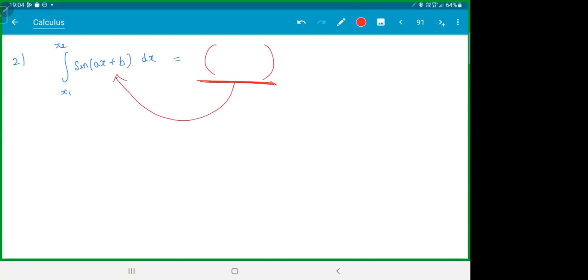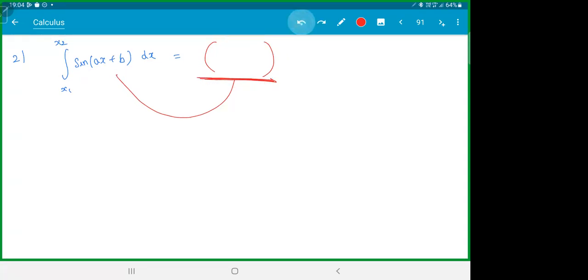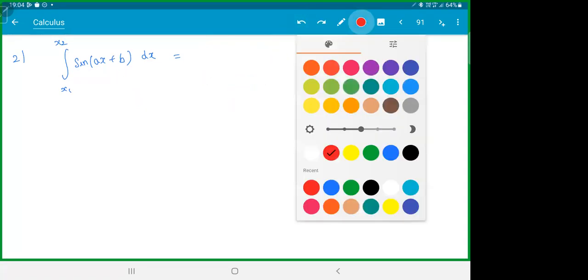Are you getting the logic? So basically, you're asking the question, what should I differentiate here so that I get this as my answer? Isn't that the logic? Because when you differentiate the final thing, you should get the function back. So think of it like this. So you want to get sine.